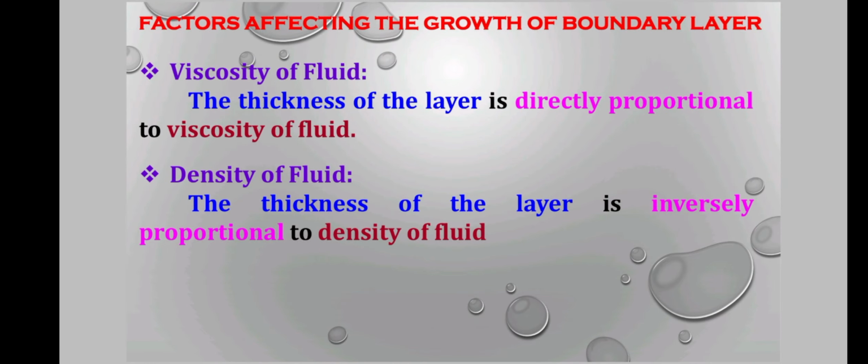And the other factors affecting the growth of the boundary layer. First is viscosity of the fluid. The thickness of the layer is directly proportional to the viscosity of the fluid. And the density of the fluid: the thickness of the layer is inversely proportional to the density of the fluid, which is already seen previously.